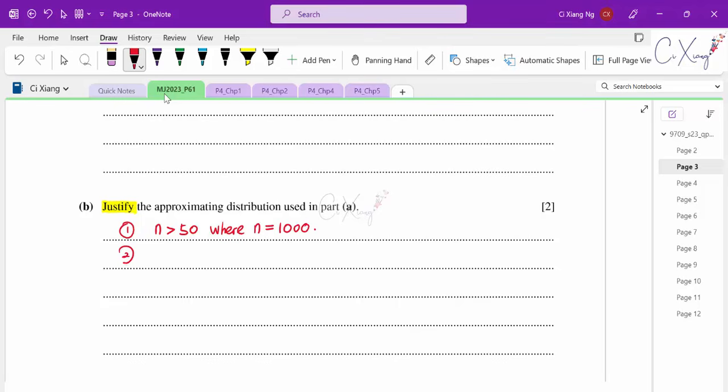After that, the second criterion to fulfill is that n times p must be smaller than 5. If we double check n times p for our question, we actually get 3.42, and it is also less than 5. Therefore, because our data fulfill these two criteria, we can change the binomial into Poisson distribution.